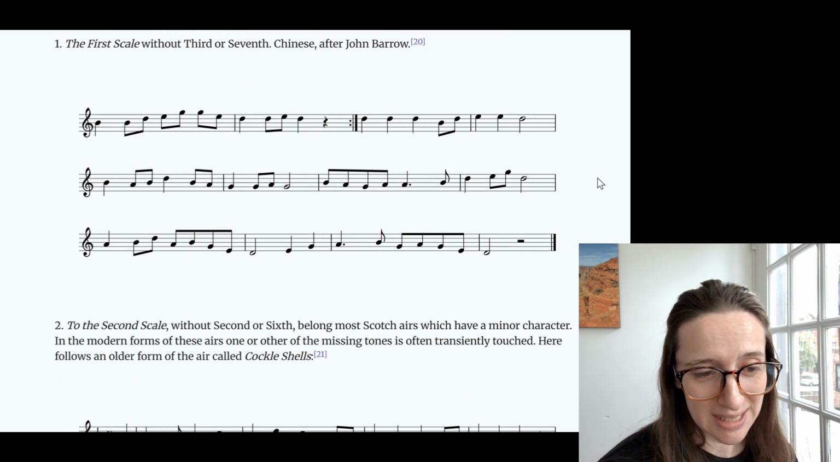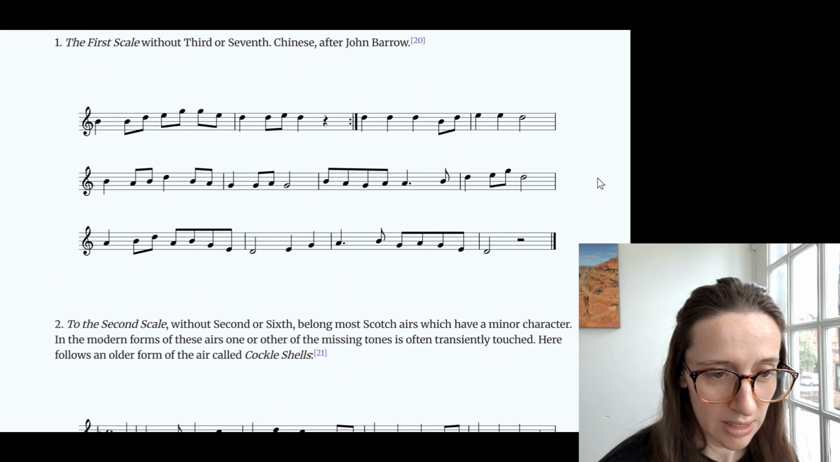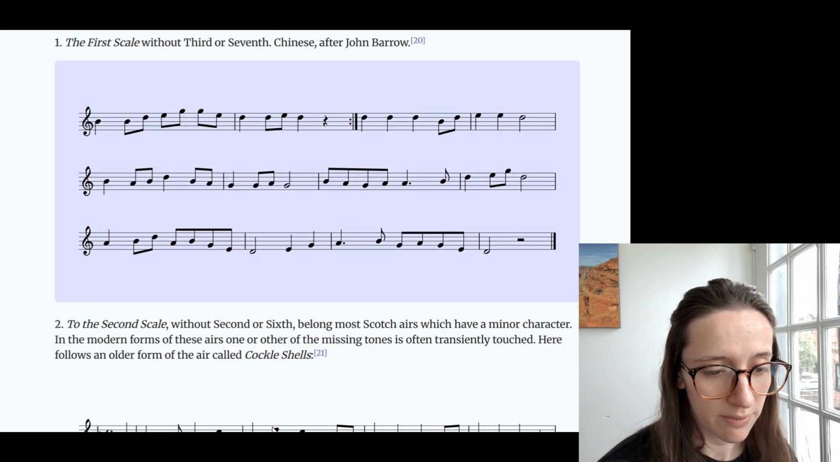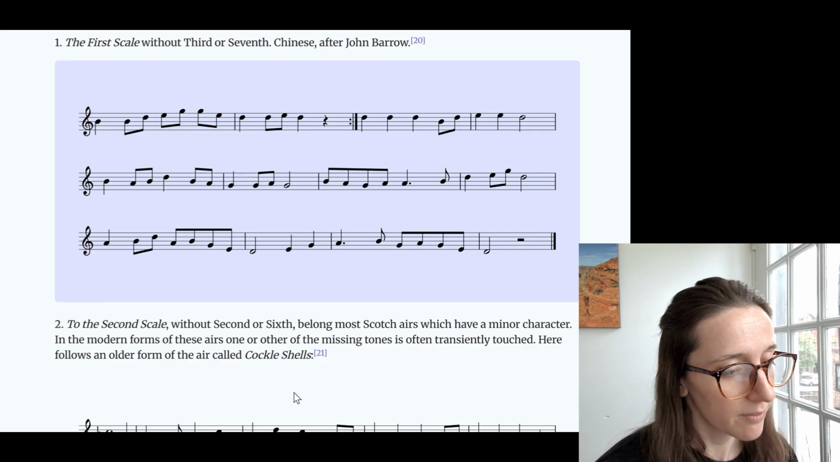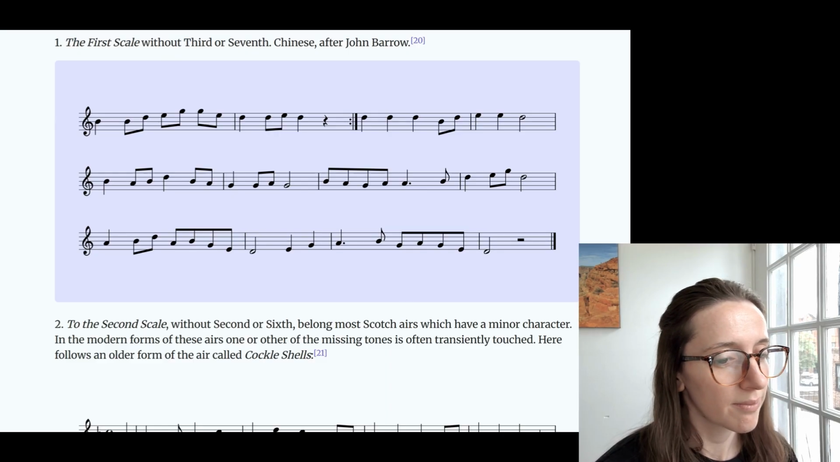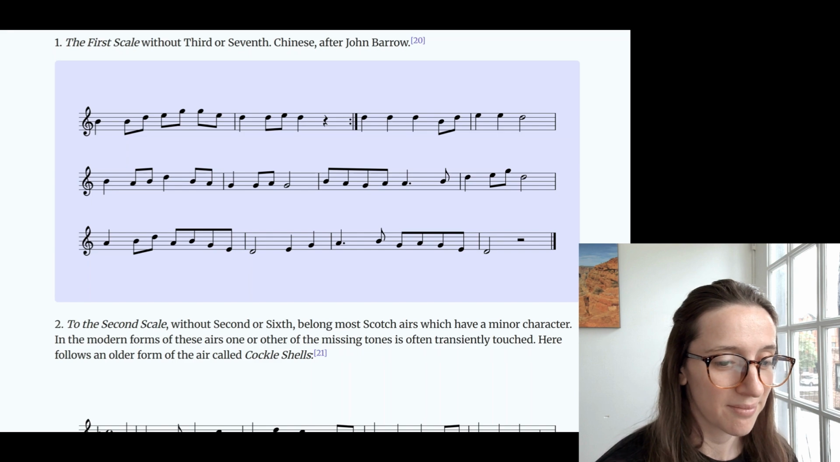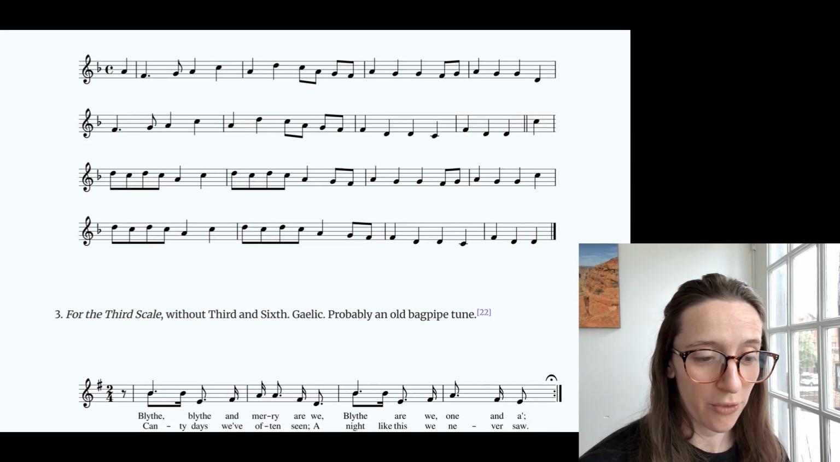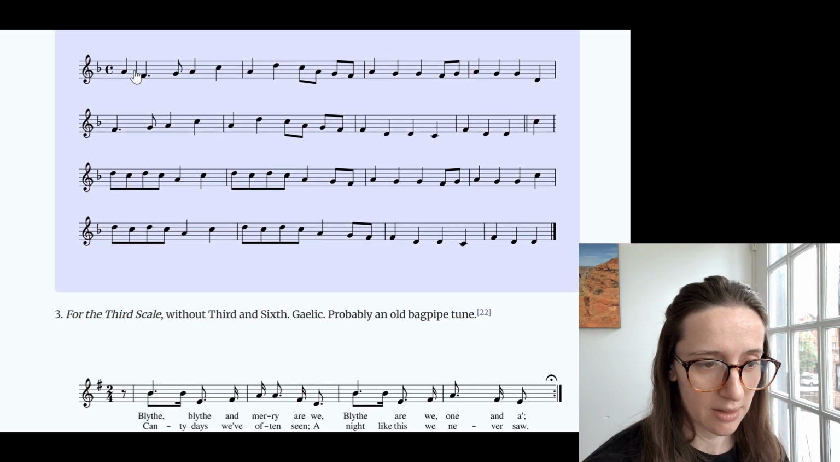And Helmholtz has found some examples of these scales used in a Chinese song after John Barrow. And this Scotch air for the descending scale with no second or sixth.